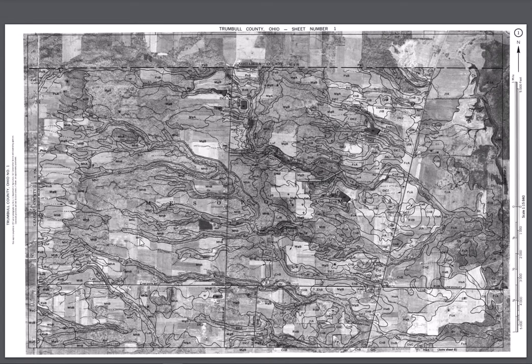So let's say on the index sheet we were interested in atlas sheet number 1. We click back to the directory and click on map number 1 to view the original soil survey mapping for that atlas sheet. As you can see here, we have atlas sheet number 1 for Trumbull County, Ohio.